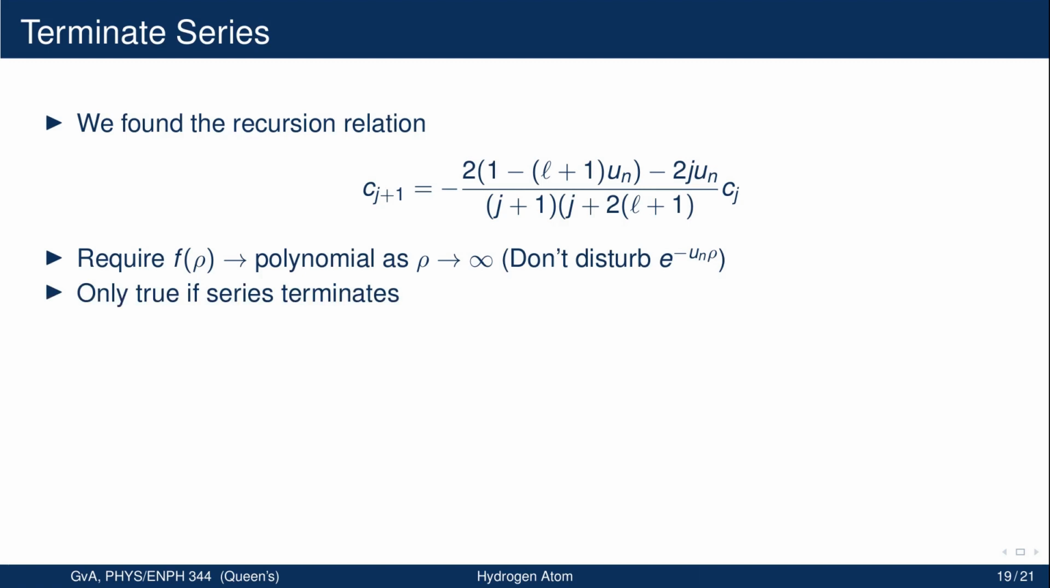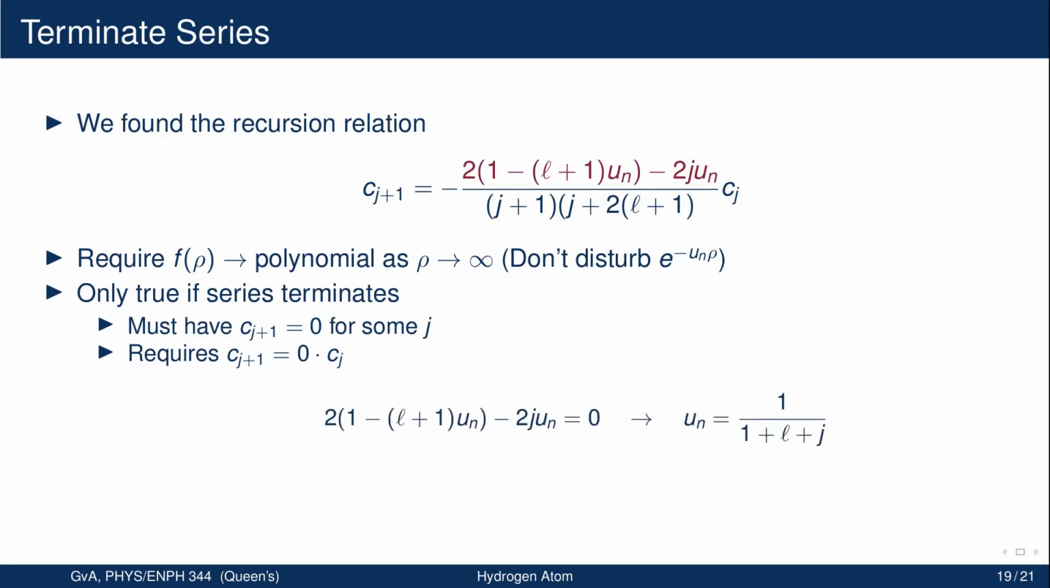That can only be true if the series terminates. That means that we have to have some coefficients in this series equal to 0 for some large j's. In particular, we must have c sub j plus 1 equal to 0 for some j. For that to happen in turn, that requires that our recursion relation has to have a 0 in it for some particular j. The way that we can do that is by making the numerator of the recursion relation 0. And that can happen if u sub n is 1 over 1 plus L plus j.